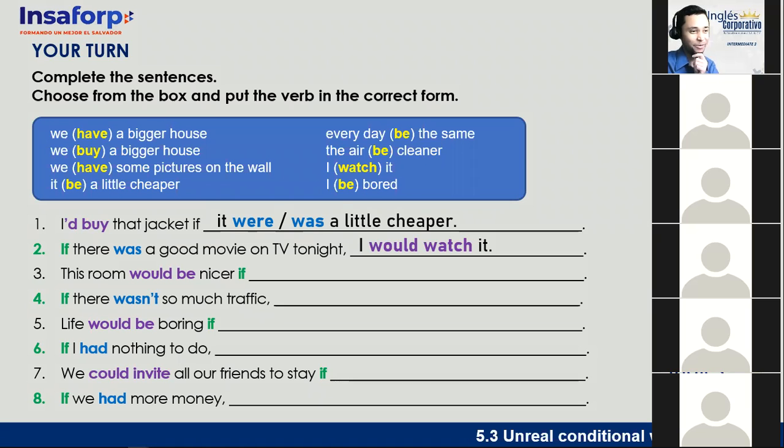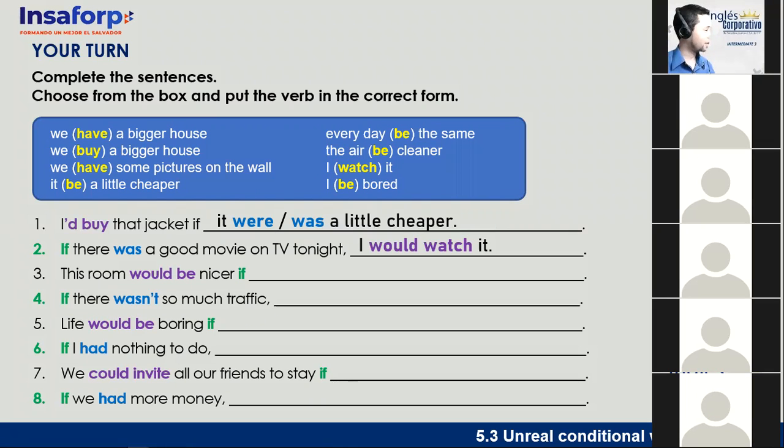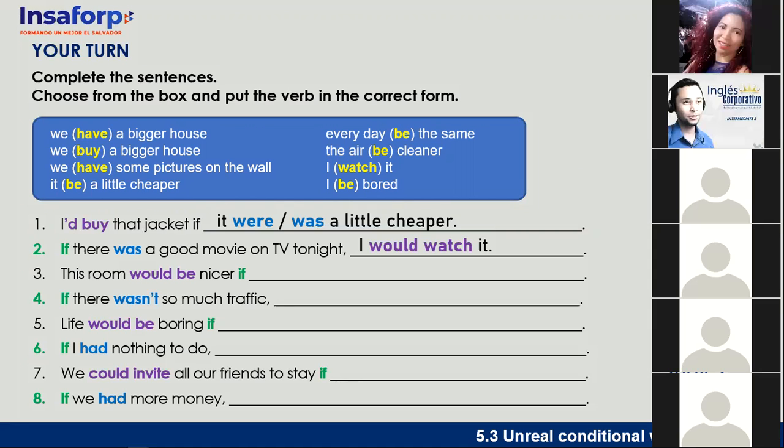I'm sorry, everybody's talking at the same time. I need one. This room will be nicer if... Okay, Ciro. If we bought a bigger house. If we had a bigger house. Probably not. A different one. We have a bigger house. Sí, porque si no diríamos, este cuarto sería más bonito si tuviéramos una casa más grande. Bueno, tal vez, pero si tuviera una casa más grande sería una casa distinta.